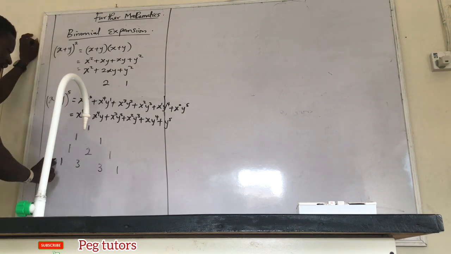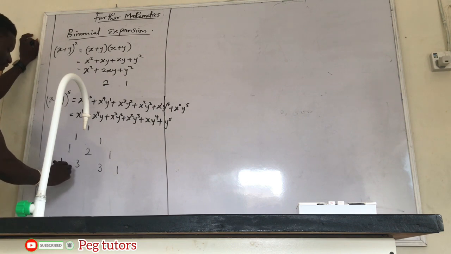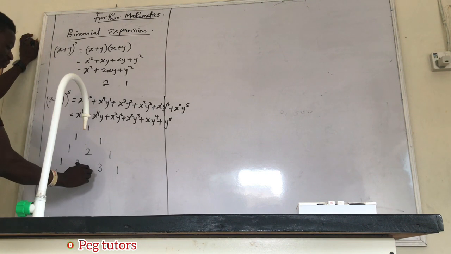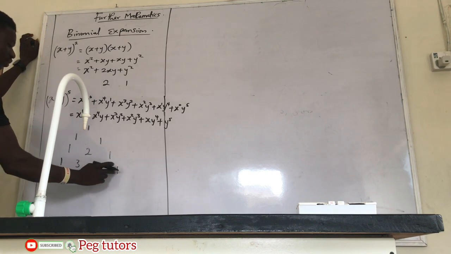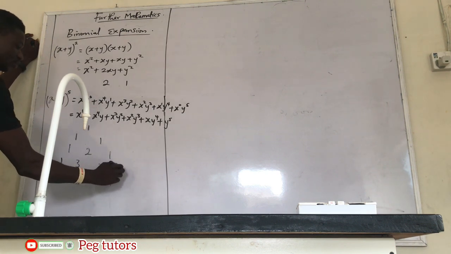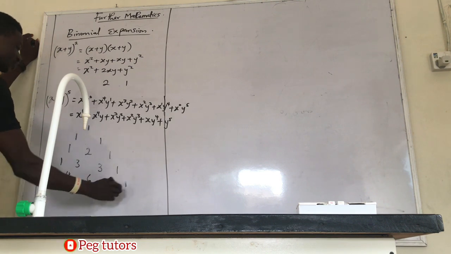Now go back here again. Assume 0 to be here. 0 plus 1 will give us 1. 1 plus 3 will give us 4. 3 plus 3 will give us 6. 3 plus 1 will give us 4. Then 1 plus 0 will give us 1. So we are gradually going.